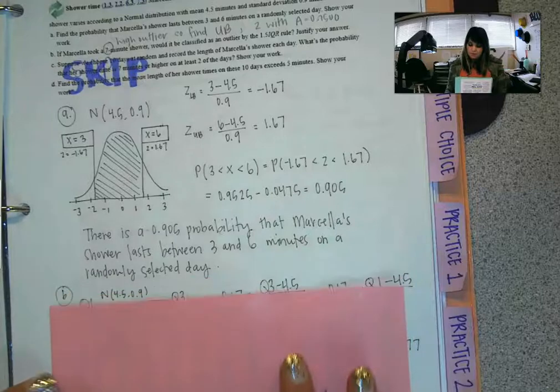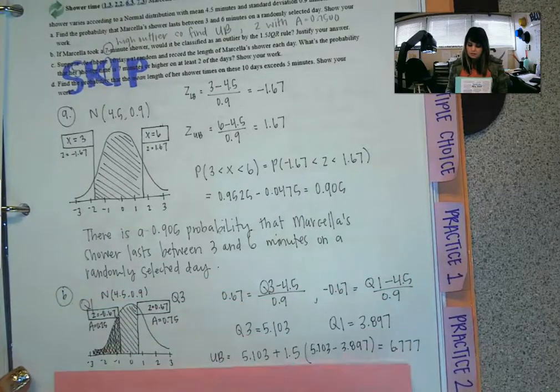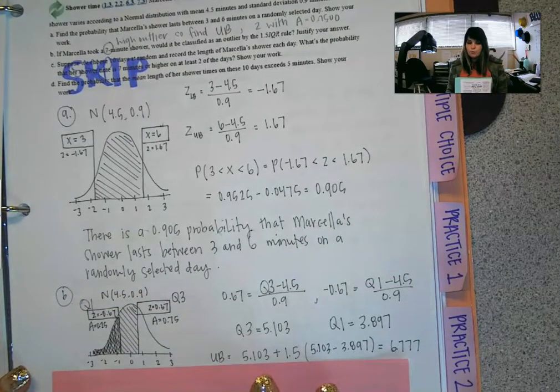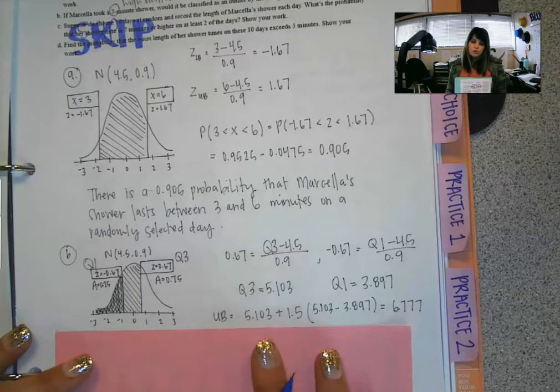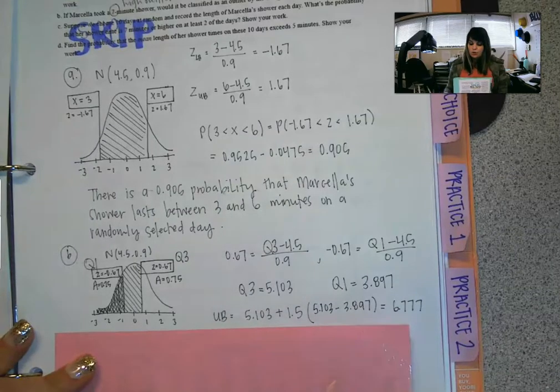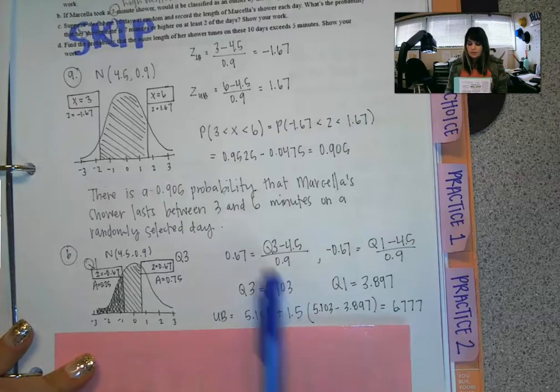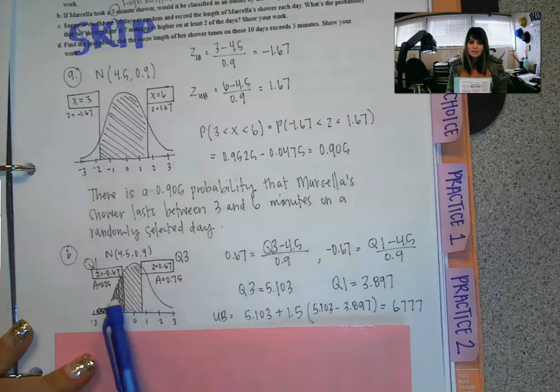Okay, for B, I found both. You have to find both to know IQR. I apologize. So you had to find quartile 3. This is my equation. Quartile 3 would have 75% of the data to the left.